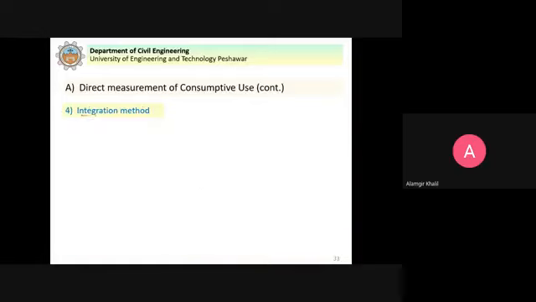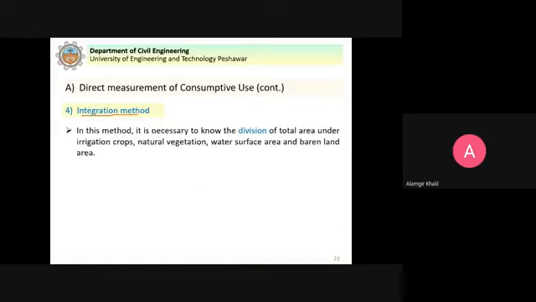The fourth one is the integration method. In this method, it is necessary to know the division of the total area under irrigation: crops, natural vegetation, water surface area, and barren open land area.